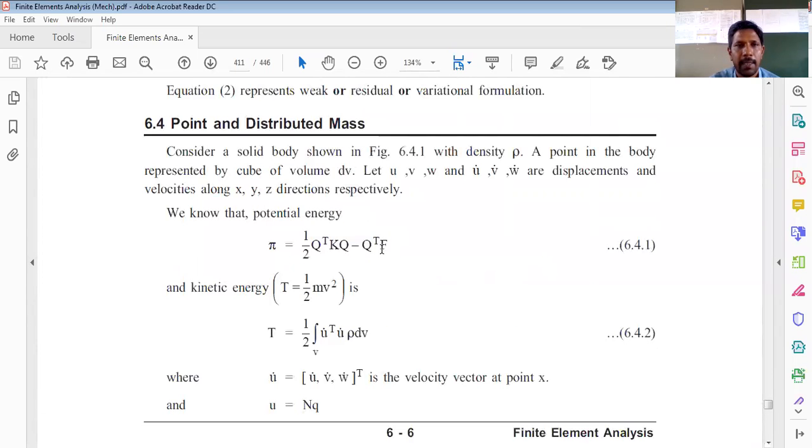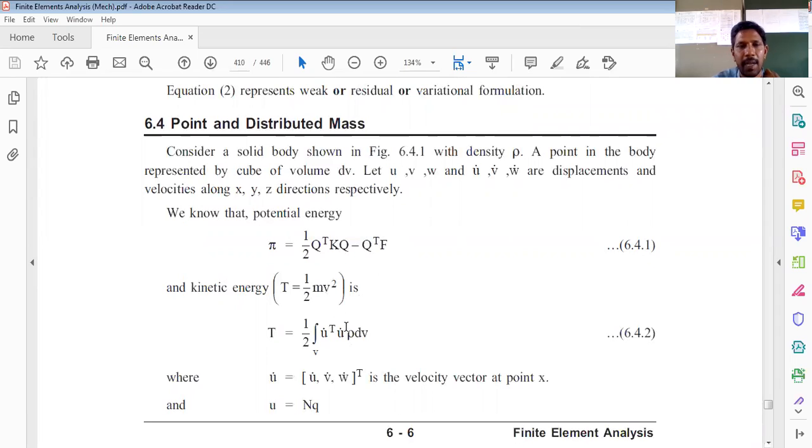For this, we know that the potential energy pi is given by half q transpose k q minus q transpose f. And the kinetic energy T is equal to half m v square. So T is therefore equal to half integration over the volume V for the entire body of m v square.